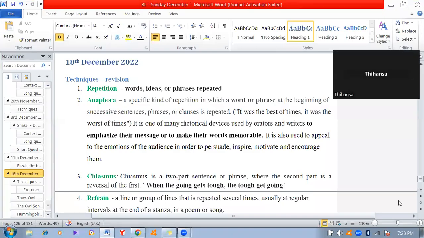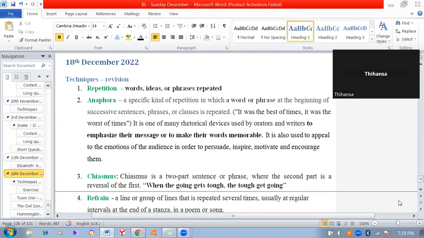Okay, so the reason why I decided to do a little bit of revision on this is because these five techniques are very similar. And as you are a writer, knowing the difference between these five would be very useful to you. So the first one is repetition.